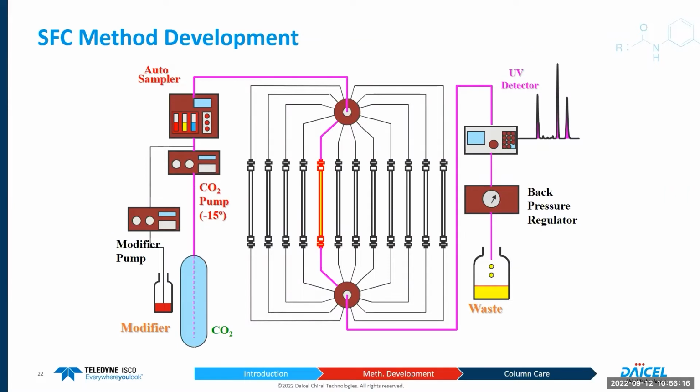This is sort of a cartoonish version of what that would look like if you've got a system that is equipped with a 12-column switching valve. You can have a series of modifiers, say methanol, ethanol, and isopropanol, screening across these 12 columns using UV detection, mass detection, whatever is required for your application, and very quickly in an automated fashion overnight screen these 12 columns across these mobile phase conditions and get a potential hit for optimization.